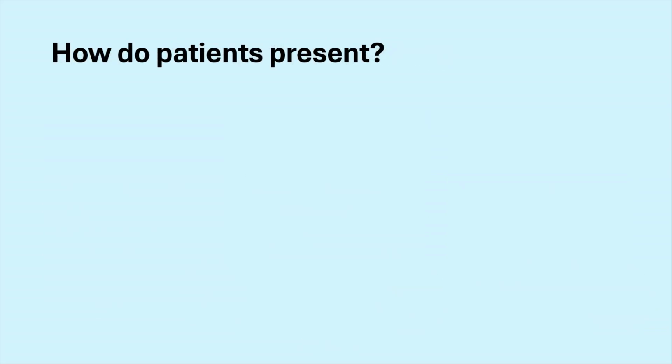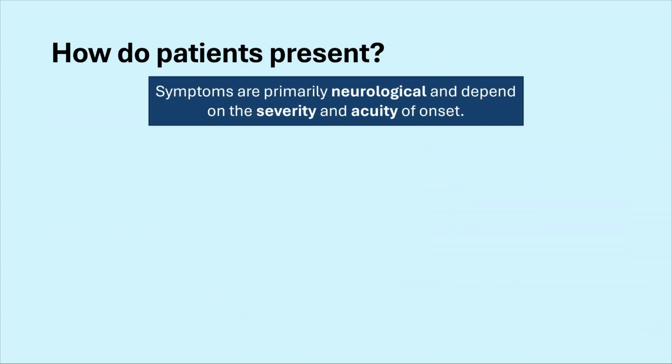Now, how do people present? People with hyponatremia generally present with neurological symptoms, and the severity of the neurological symptoms depends on the severity of hyponatremia and the acuity of onset.